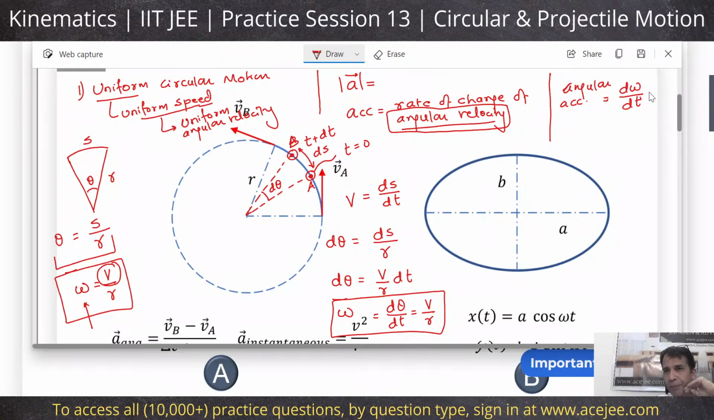So omega is essentially telling us the rate at which theta is changing, the rate at which the particle is tracing the angle theta. This is a new language, tracing the angle theta. Okay, so let me just explain.